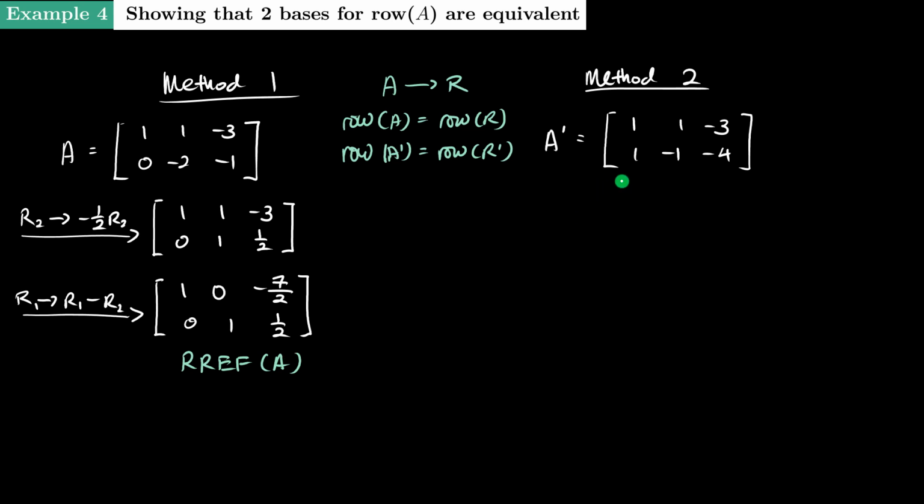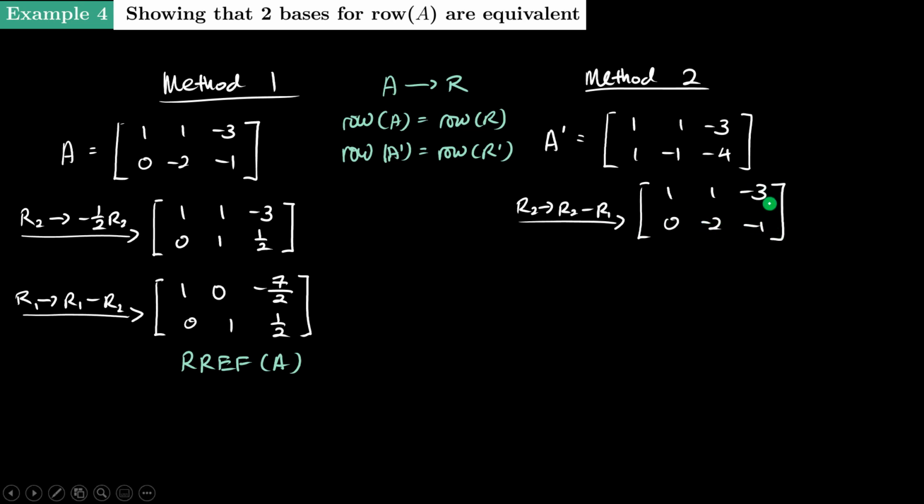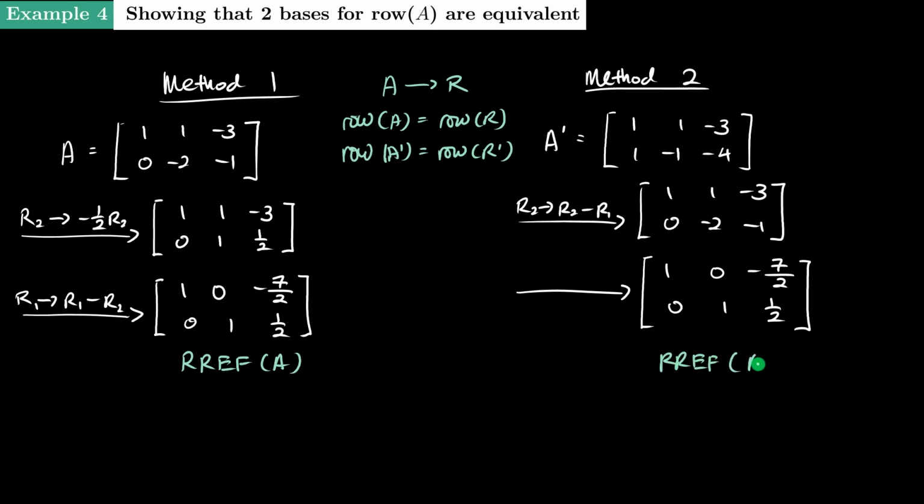On the other hand, for matrix A prime, our first operation is to get rid of this number here below the first pivot. So R2 becomes R2 minus R1. So we have (1, 1, -3) and (0, -2, -1). Now at this step, notice that this matrix here is exactly the same as this matrix here, which means that after a few more row reduction operations, we are going to arrive at the same RREF. So here, after a few more steps, we are going to arrive at the same matrix, which is (1, 0, -7/2) and (0, 1, 1/2). And this would be the RREF of matrix A prime.